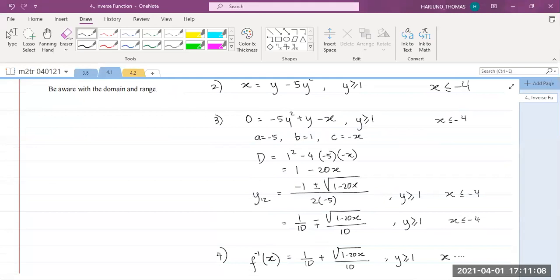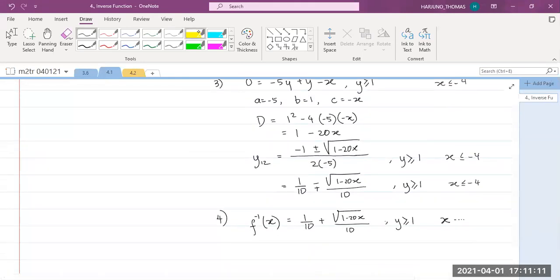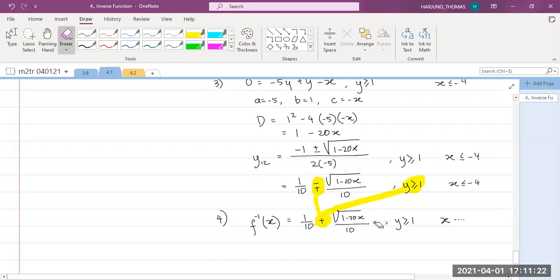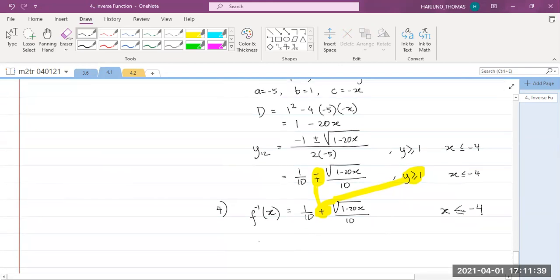So y at least 1 enables us to choose which branch, right? Together with this, we get the positive. But if you don't restrict the y, the x can be any number, like even 0. Now we know that we need to restrict that to at most negative 4. Now that's for this question. So you really need to see the domain and range at the same time. It's quite difficult analysis, huh?